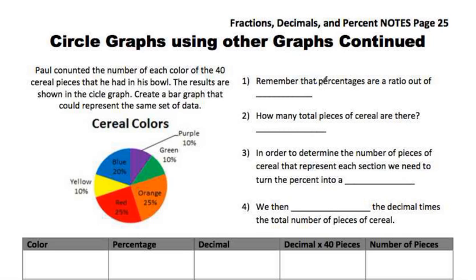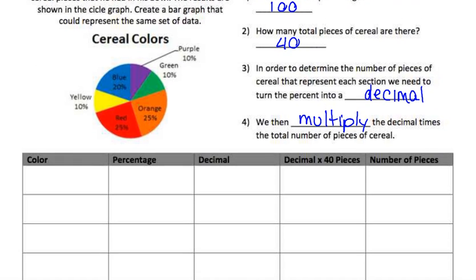Remember that percentages are a ratio out of 100. How many total pieces of cereal are there? There are 40 in the bowl. It tells you right here. In order to determine the number of pieces of cereal that represent each section, we need to turn the percent into a decimal. So it's actually working backwards. Instead of turning to percents, we're going to turn to decimals now. We then multiply the decimal times the total number of pieces of cereal. So this is going to take a little bit of math.